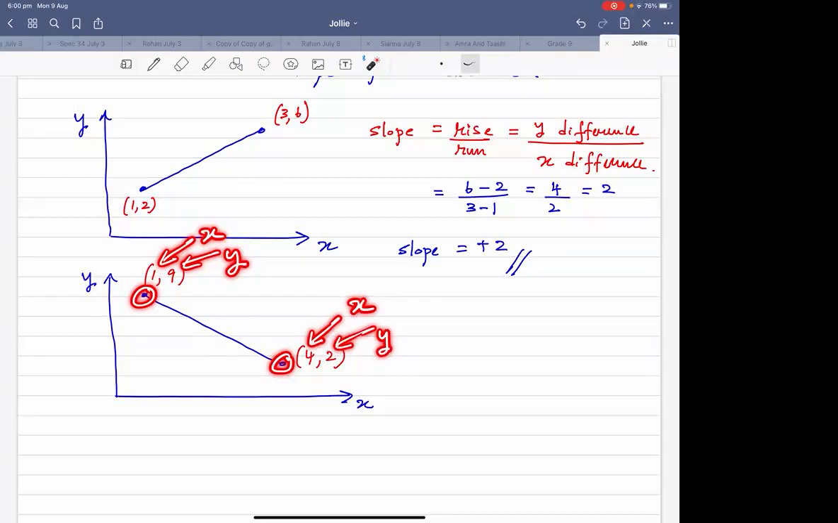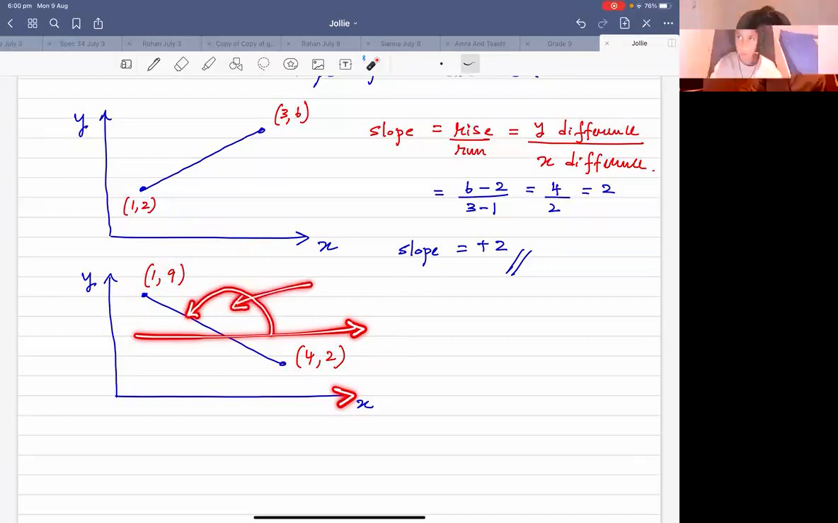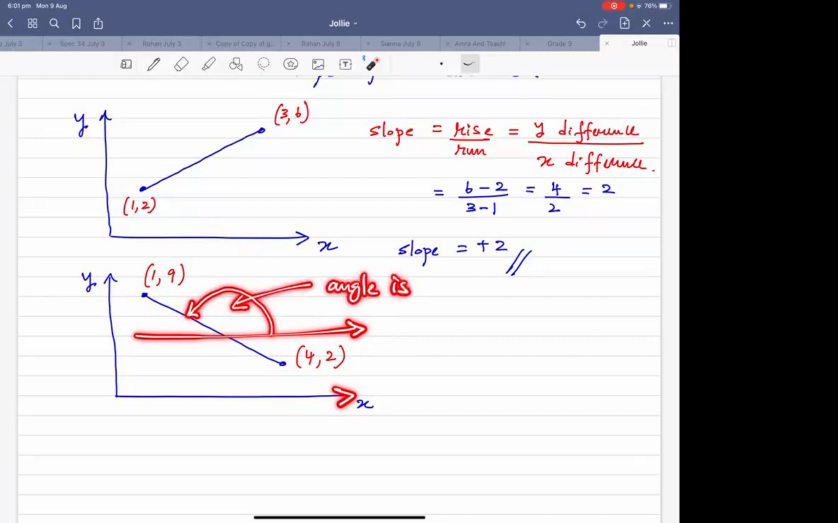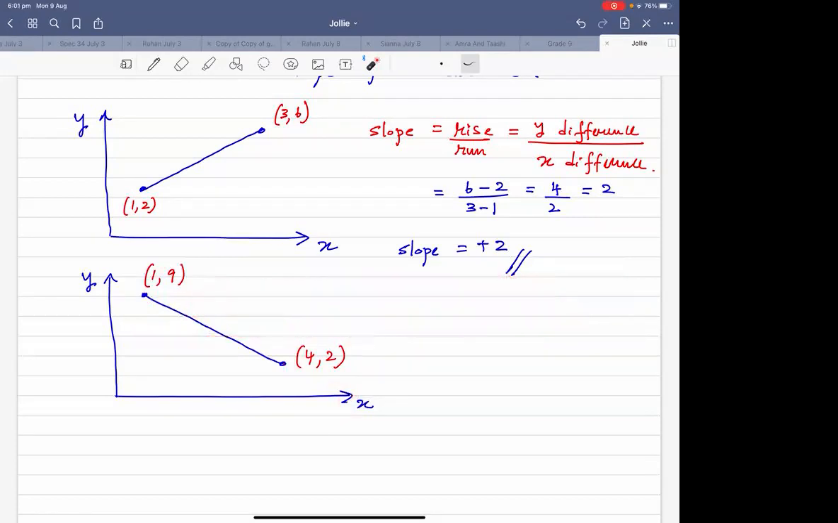That makes sense. Now, are you expecting a negative slope or a positive slope? So you make a line like this, which is parallel to this. Then you will see this angle. Now you see this angle is more than 90 degrees. So we expect a negative slope, right? Negative slope.